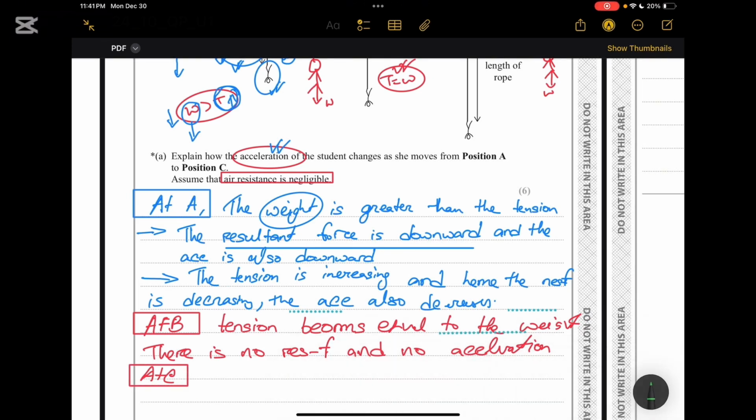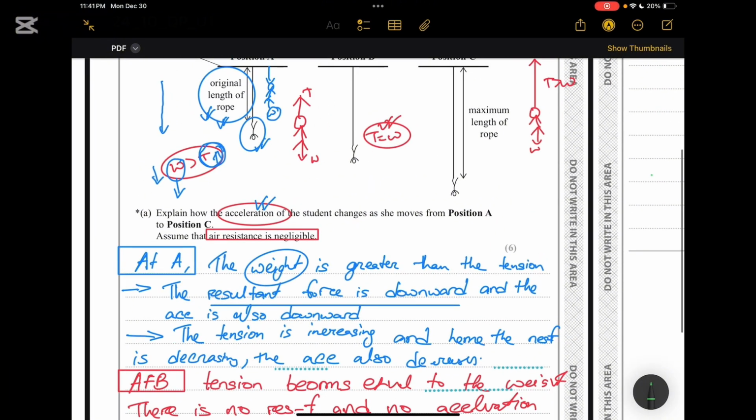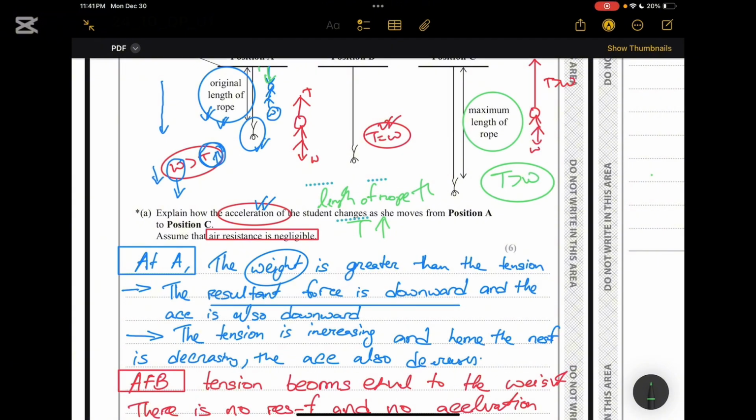So at point C, what will happen is, at point C, now the tension is greater than the weight, because it has reached the maximum length of the rope. One thing you can understand is, when the length of the rope increases, the tension also increases. That's why the tension is increasing, and hence the resultant force is decreasing.